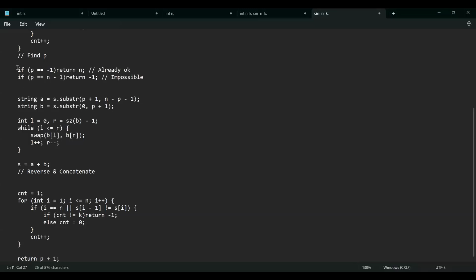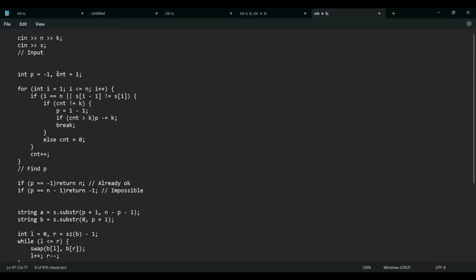Once I have found P, if I never found P, my answer is N. Otherwise, if my P is N minus 1, the answer is not possible. Otherwise, I'm applying the operation with P equal to whatever the P operation is. Reverse this part. This is one of the ways to do it. Find the substring of this part, find the substring of this part, and insert this part at the end of this part after reversing it. This is the new string. Check whether it is K proper or not. If it is K proper, we can say that P plus 1 is our answer.